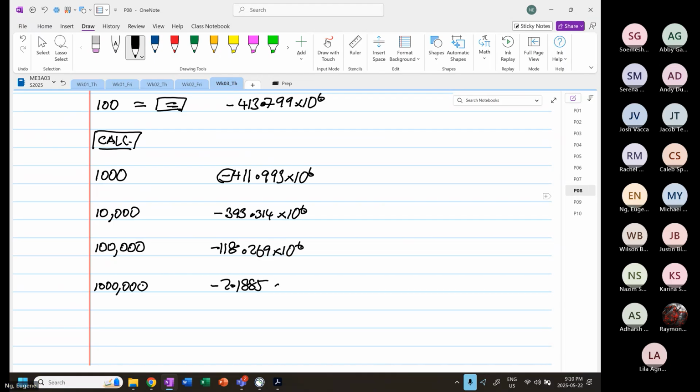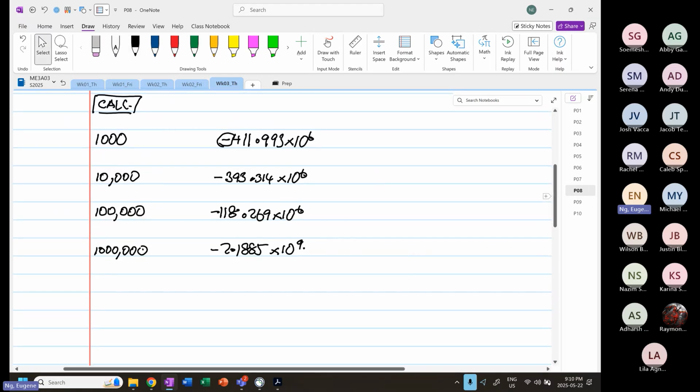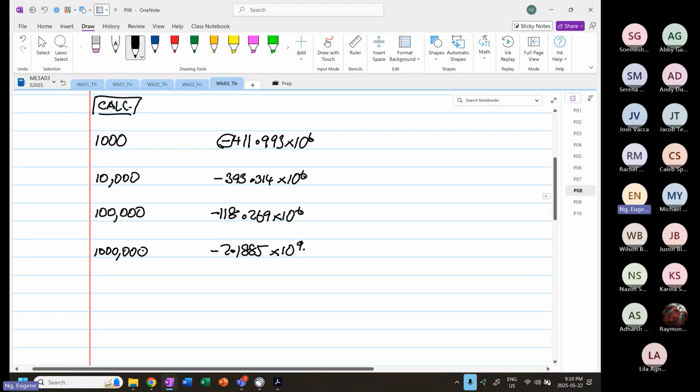Okay, so I get minus 2.1885 times 10 to the power 9. And this is bad news. When your number gets bigger, it's bad. So what we'll do, we will try 500,000. Okay, so CALC 500,000, and you press equal. Now I still get a very big number, minus 2.930 times 10 to the power 9.